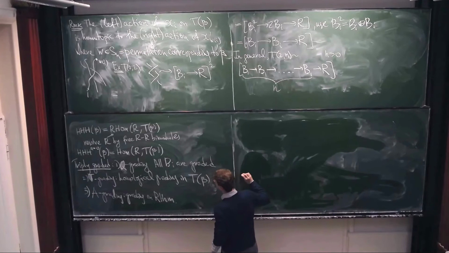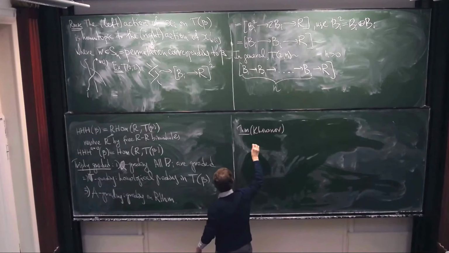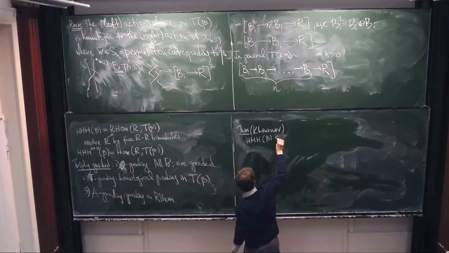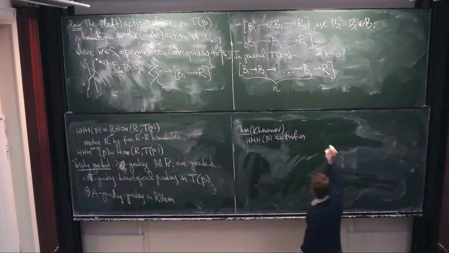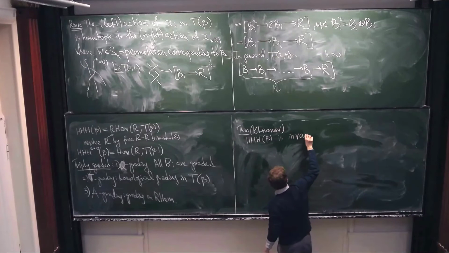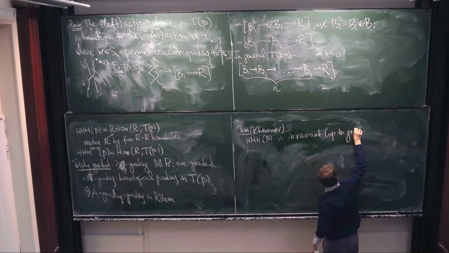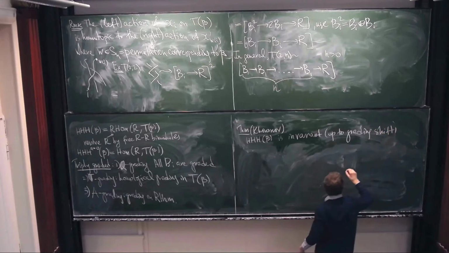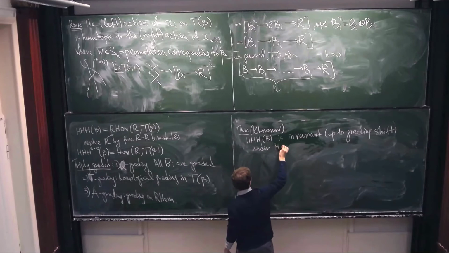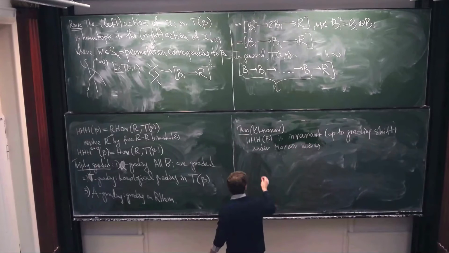Right, so now, what is the definition actually? So this is the definition, and then the theorem on Khovanov is that HHH of theta is invariant after grading shift under Markov moves. So that's a check that one can do, and then if this is done, then this is a topological invariant of the link.